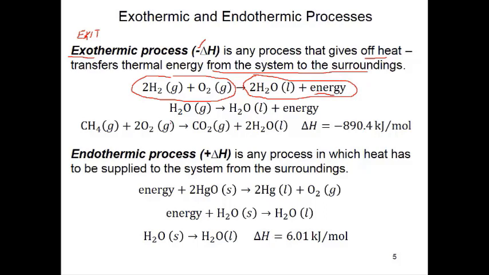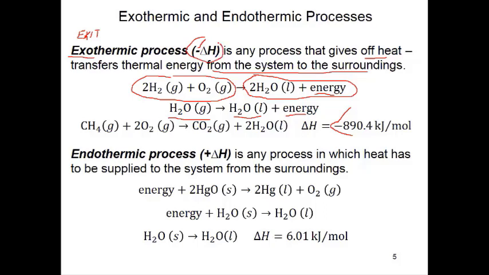Similarly, another example here is water gas. Water gas means steam. Water in the gaseous form means steam, and water in the liquid form is normal water. So steam condensed to liquid water means energy will go out. So it is written on the right hand side. Another method of writing the chemical equation is that you write delta H with a minus sign. This minus sign here means this is exothermic.